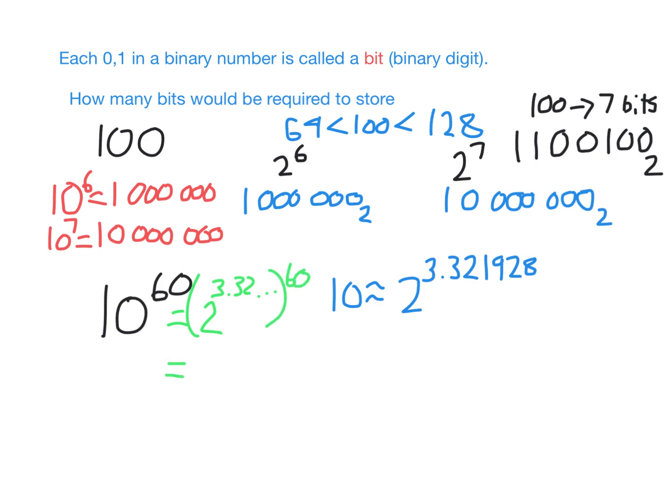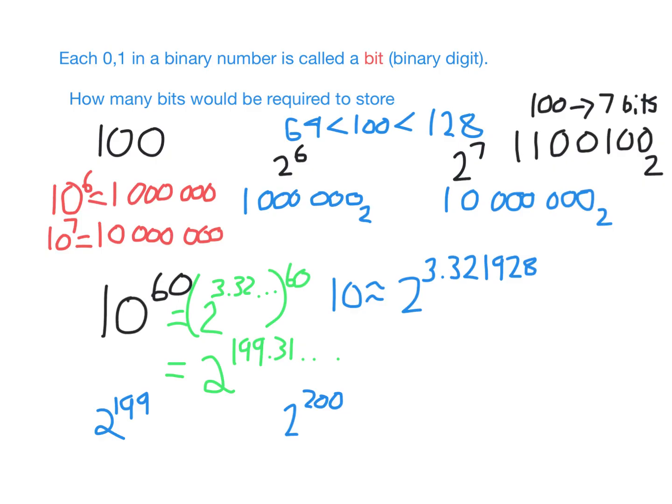Using our index laws, power to a power rule, I keep the same base and I simply multiply together these two numbers. So multiplying them together, we get 2 to the power of 199.31, blah, blah, blah. We don't care that much about that. So that helps us. The two powers of 2 on either side are 2 to the power of 199 and 2 to the power of 200. This is the smallest number in binary that requires 200 bits. This is the smallest number in binary that requires 201 bits.